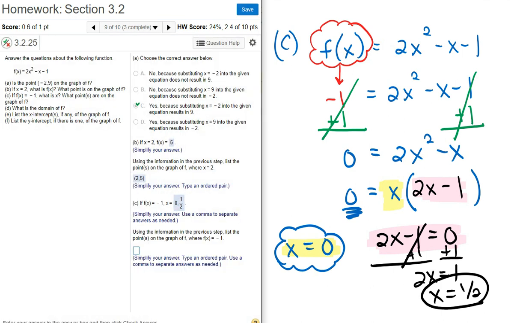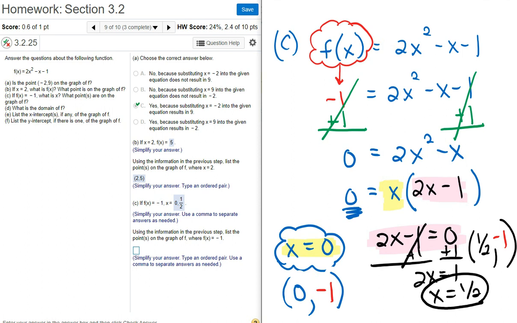And then using the information in the previous step, list the points on the graph. Okay, remember we plugged in f of x was negative 1. So this one would be negative 1, comma, no, sorry, that was my y coordinate. My x coordinate is 0 and my y coordinate is negative 1. And then this one over here would be 1/2, comma, negative 1. And I just have to type those into my math lab.